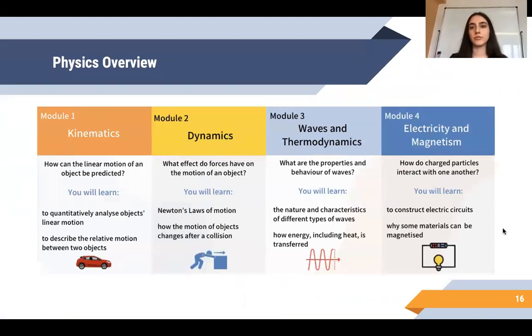So this is an overview of preliminary physics. There are 4 modules, just like in chemistry, and the modules are kinematics, dynamics, waves and thermodynamics, and electricity and magnetism.